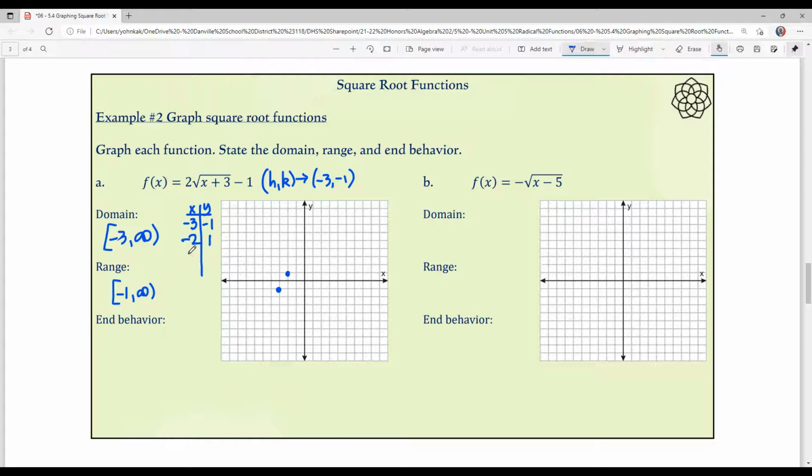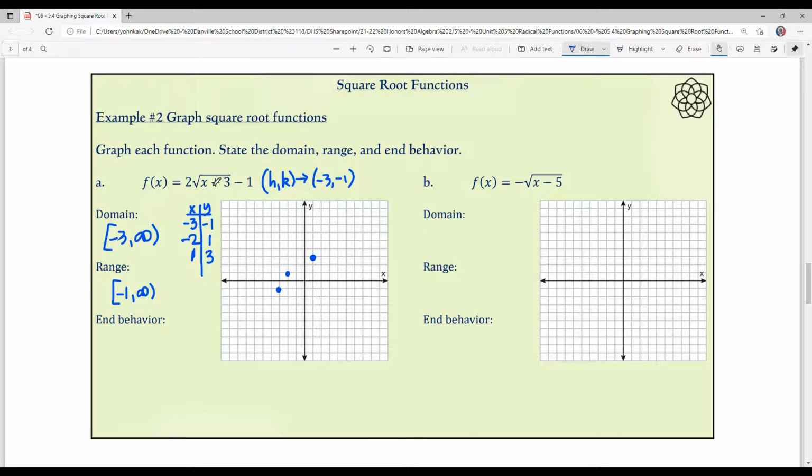Now, if I were to substitute in negative 1 as my next value, I'd have negative 1 plus 3, which is 2. And the square root of 2 is a decimal. So let's not plug in negative 1. What if I plug in 0? Well, 0 plus 3 is 3, and the square root of 3 is a decimal. All right, let's not plug in 0. What if I plug in 1? 1 plus 3 is 4. Ooh, the square root of 4 is 2, times the 2 in front is 4, minus the 1 gives me 3. That is a much better example.